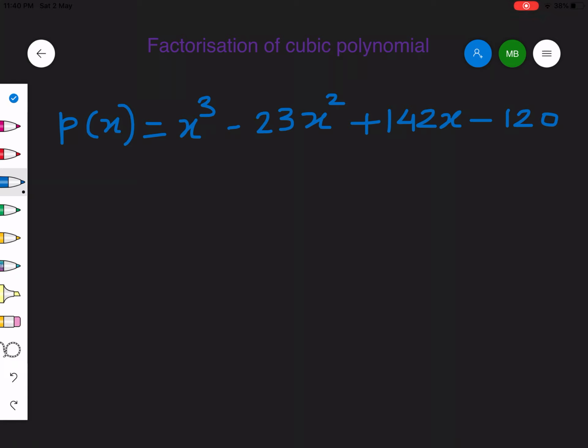In today's class, we will learn how to factorize a cubic polynomial. The same method can be extended for polynomials of any degree more than 3 as well. Let's say you have a polynomial of degree 4 or 5. The same method can be used to factorize a polynomial of any higher degree as well.